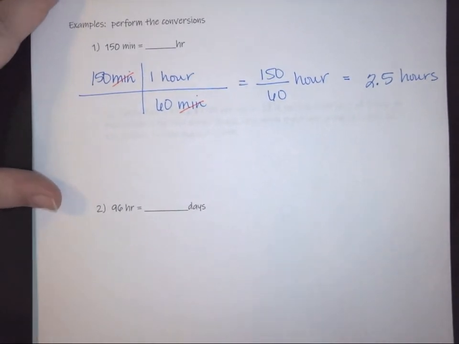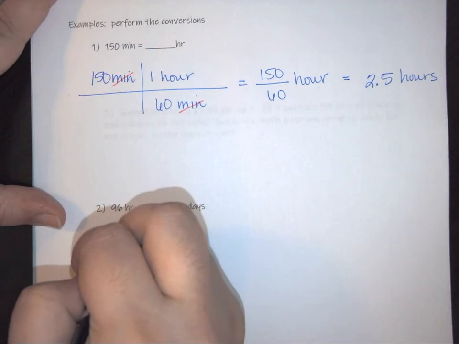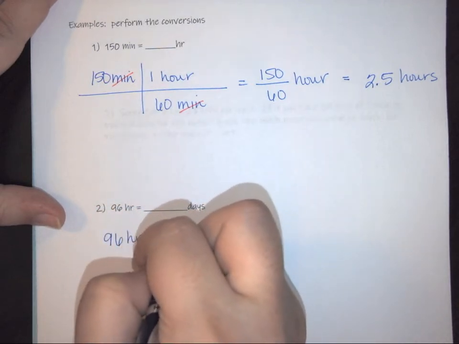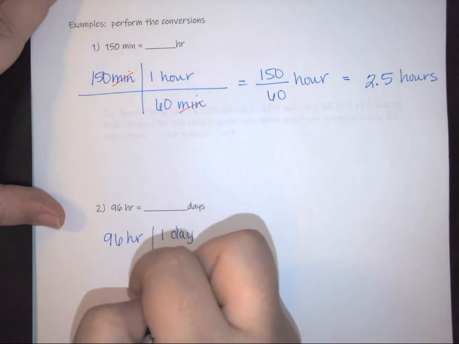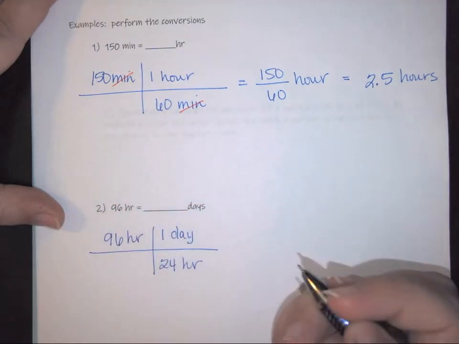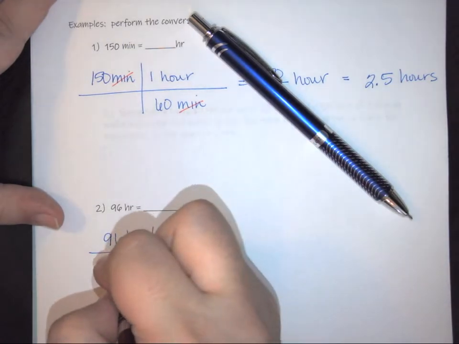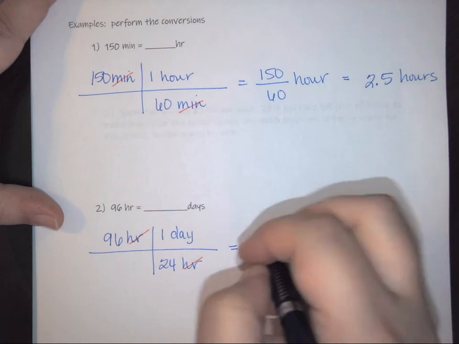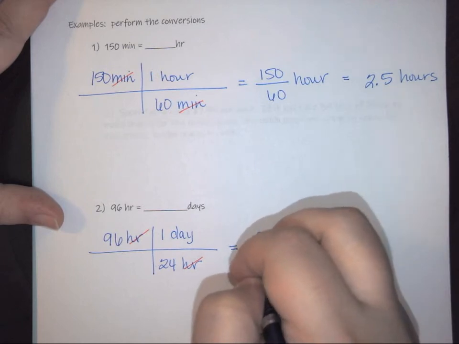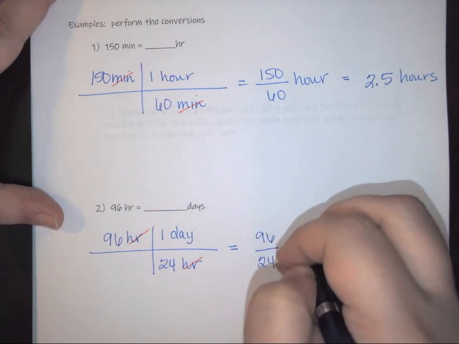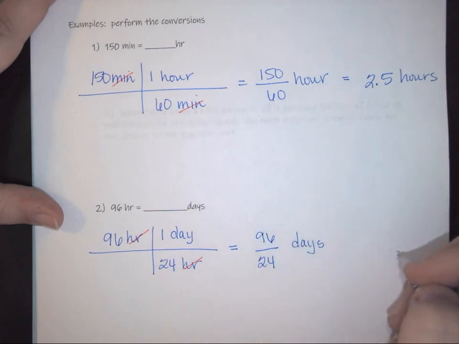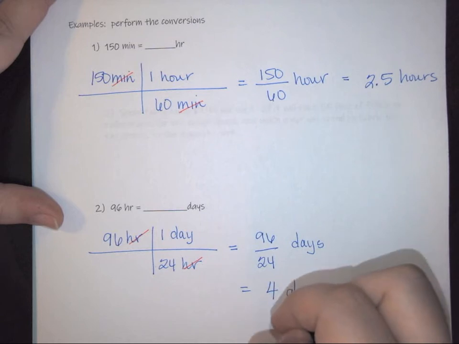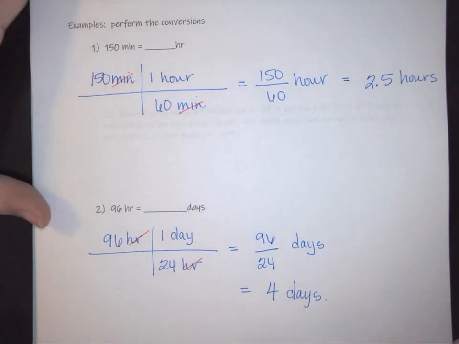Alright, let's go from hours into days. So I have 96 hours. I know that 1 day is the same as 24 hours. So again, my hours are going to cancel. And this is going to leave me with 96 over 24 days. So when we do that, we end up getting that this is the same as 4 days.